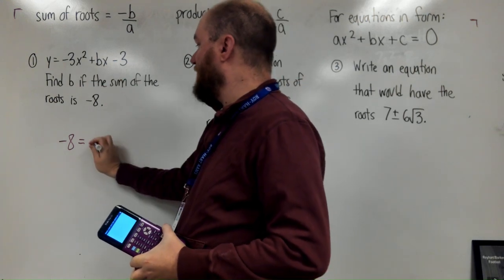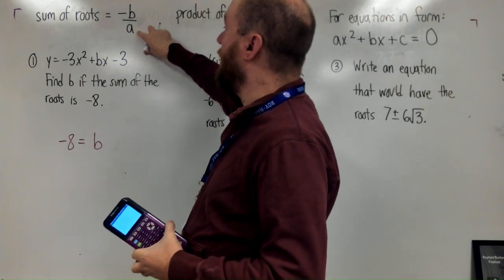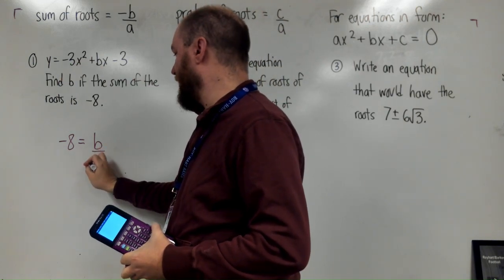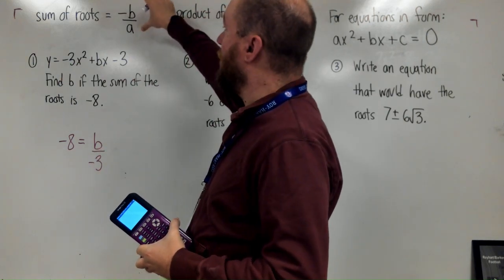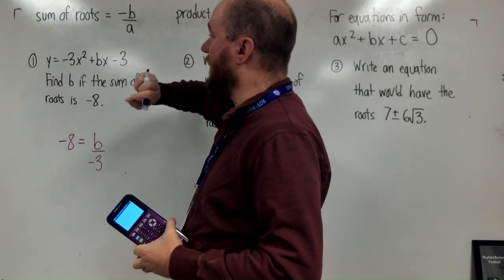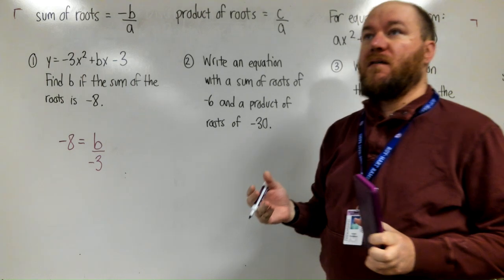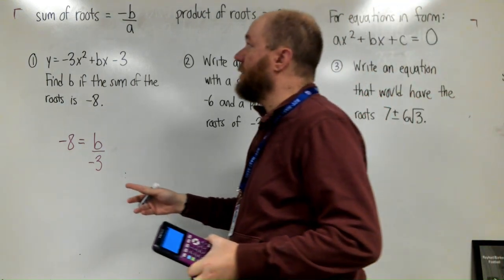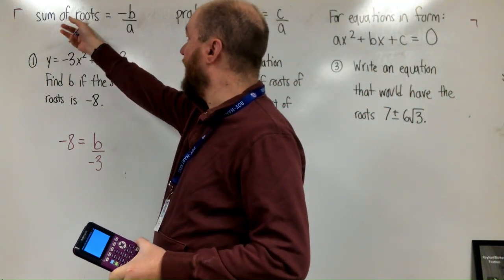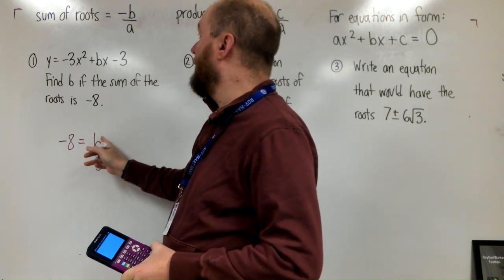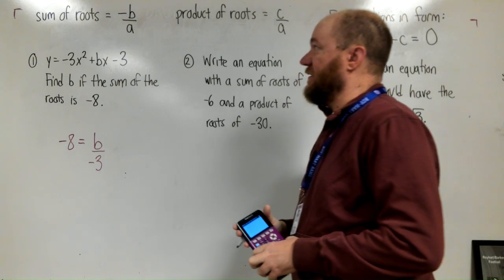We don't know b, so we're going to leave it as b. And we know that a is negative 3. So we're going to put a negative 3 down there. So if we use this formula and plug in what we know, we're going to end up with one unknown. We're going to end up with one variable we can solve for. The sum was negative 8 and a was negative 3. We don't know b, but we can find it.